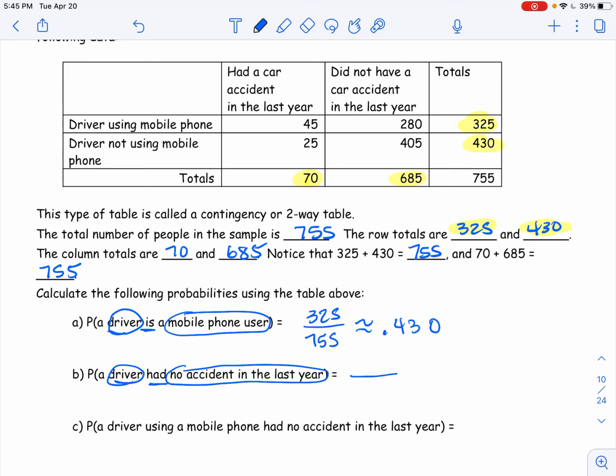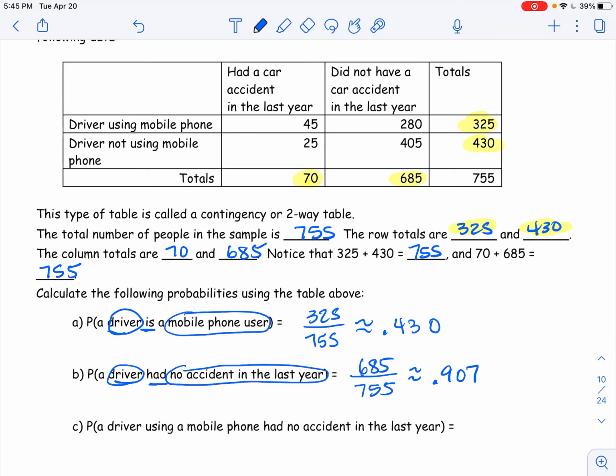Okay, next up, a driver had no accident in the last year. So how many drivers had no accidents in the last year? So we have a total of 755 drivers, and no accident in the last year, that would be 685. That's how many did not have an accident in the last year. In a calculator, this reduces to about 0.907, so that's pretty good.